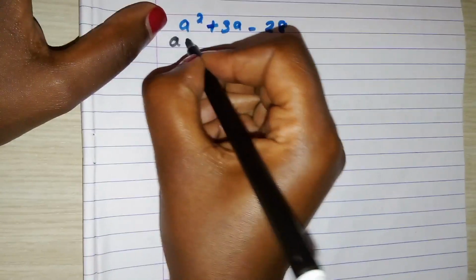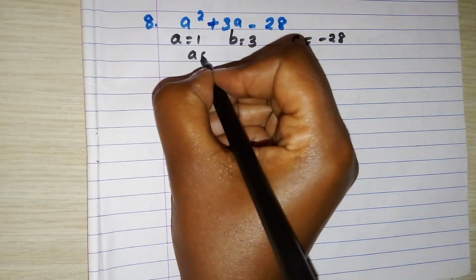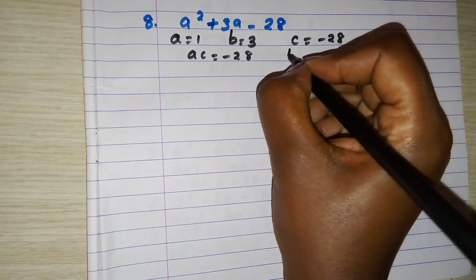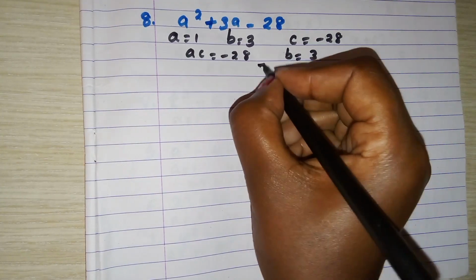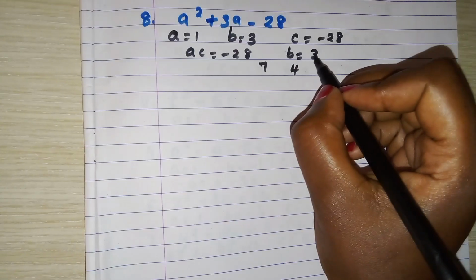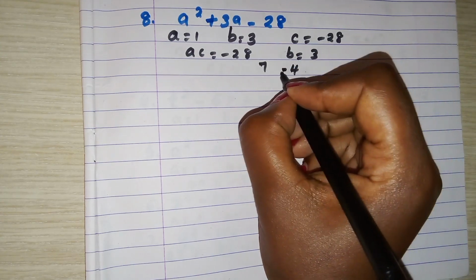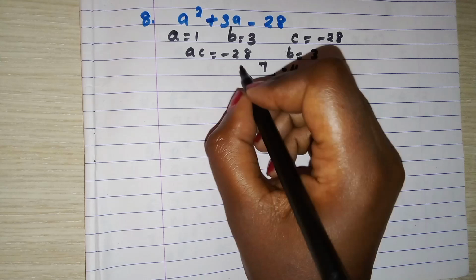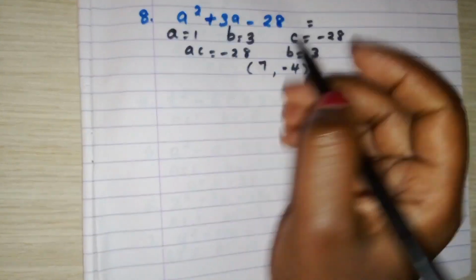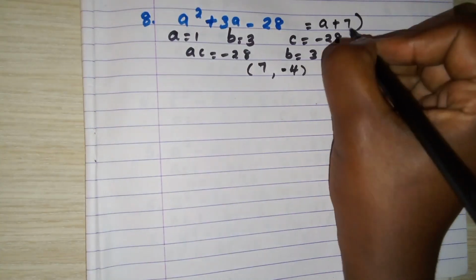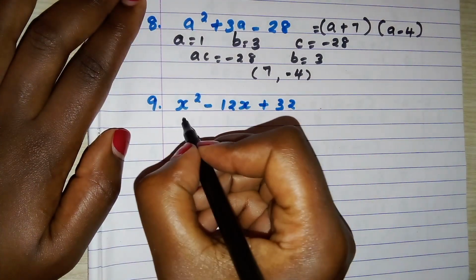Number 8, our A would be 1, our B would be 3, and our C would be negative 28. So AC is 1 times negative 28, which is negative 28. B equals 3. So factors of 28 that will give us a sum of 3. That means we have 7 and 4. 7 times 4 is 28. But to make it a positive 3, one of the numbers has to be a minus, and that will be the small number. 7 plus negative 4 is 3, and 7 times negative 4 is negative 28. So here the answer would be a plus 7, because we are using a, so a plus 7 and a minus 4.